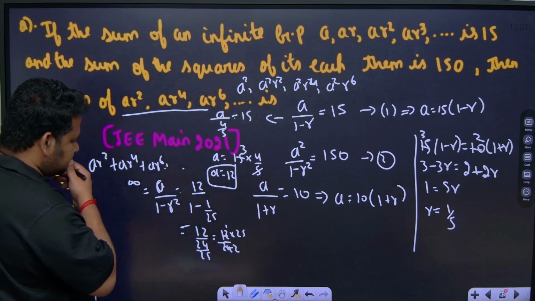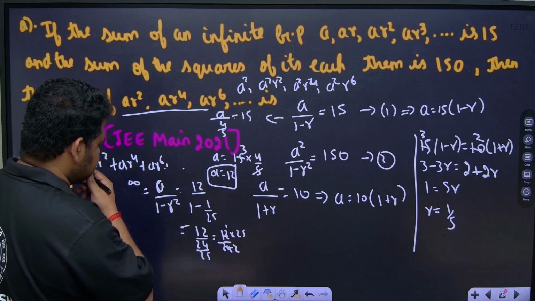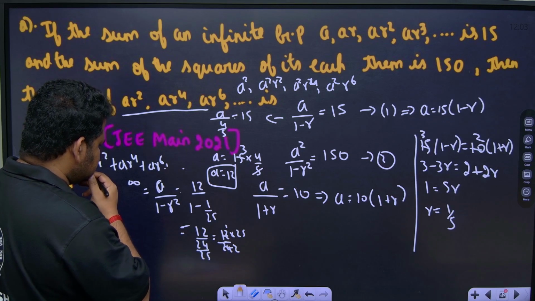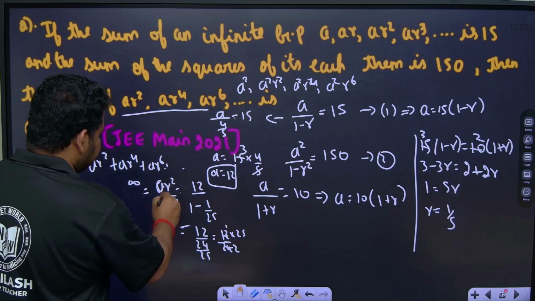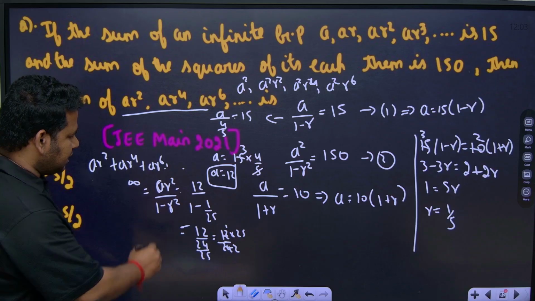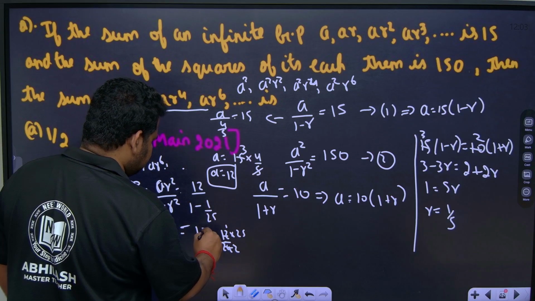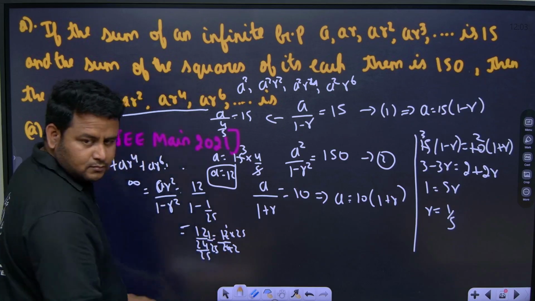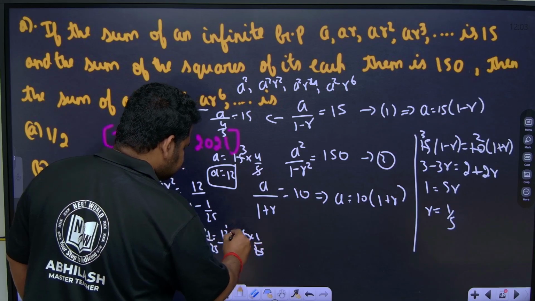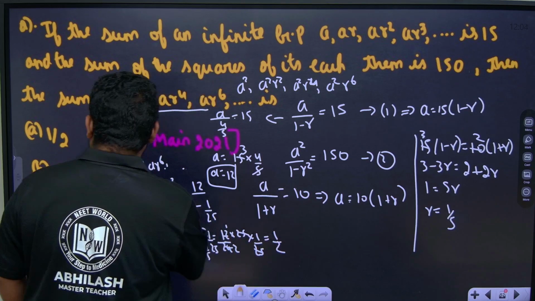Now something is missing. Actually this is ar square by (1 minus r square). Yeah, so r square is there, no? So r square means it will be 1 by 25. So this will be into 1 by 25. So 25 cancels, and it will be left with 1 by 2. The answer is 1 by 2.